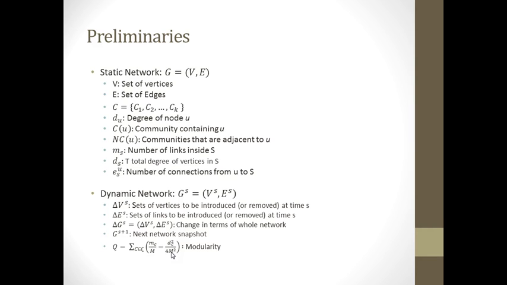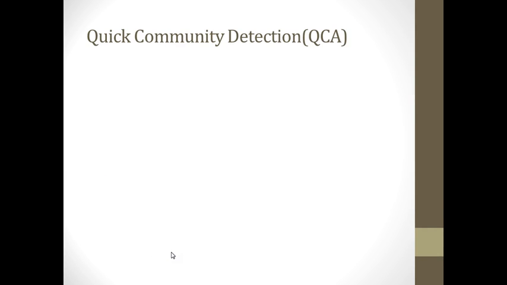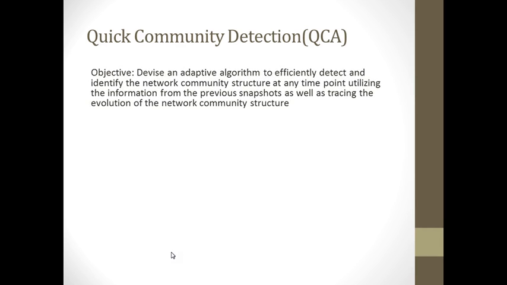Thus, the higher the value of Q, the higher is the modularity, or the better is the community structure of the network. Coming to the algorithm, the main objective behind this algorithm is to devise an adaptive algorithm to efficiently detect and identify the network community structure at any point using the previously calculated structure. So thus we can measure the evolution of the network over time.